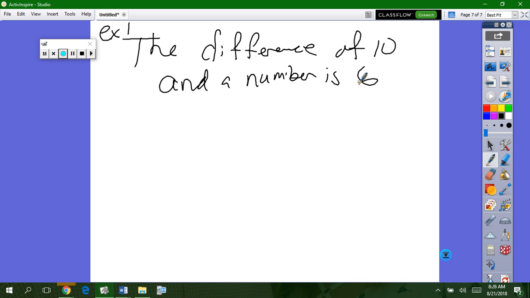Awesome. The difference between those two numbers is, what is that number? 4. Okay. Any questions there? Pretty explanatory. Do another one.